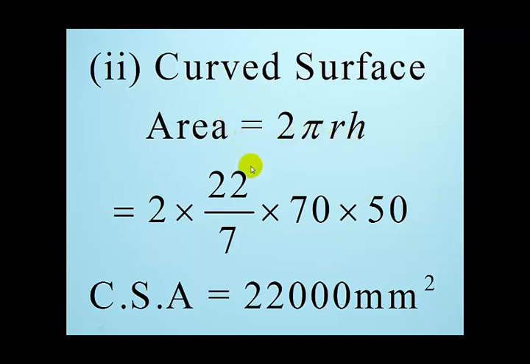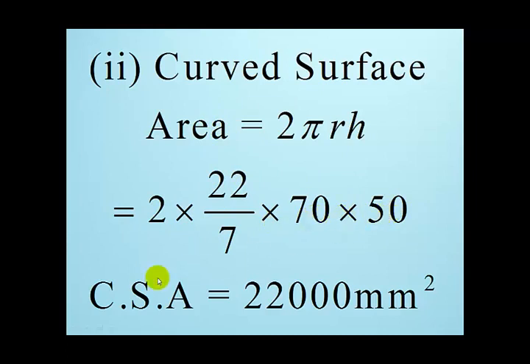So this is equal to 2 times 22/7. That is, instead of pi, we substitute pi by 22/7. That was given in the question. Times r, that is the radius, which is 70. Times h, that is the height. From the question, the height of the cylinder is 50. So the curved surface area is equal to 2 times 22/7 times 70 times 50.